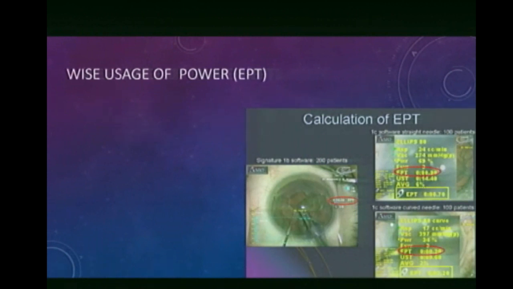After you finish your surgery, go and have a look at the machine and see your EPT, how much it was. Of course, in soft cataract it will be less, and in hard cataract it will be more. So to train yourself to use less power, always have a look at your own EPT: how much did I use for this surgery?